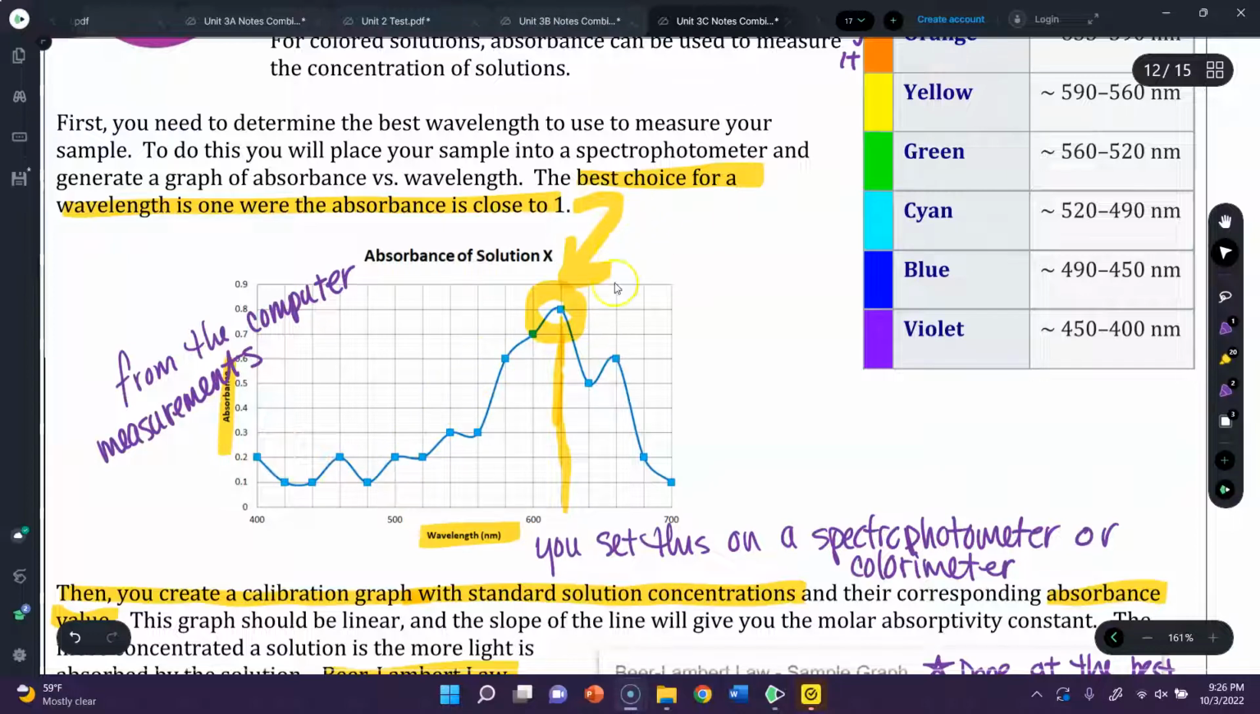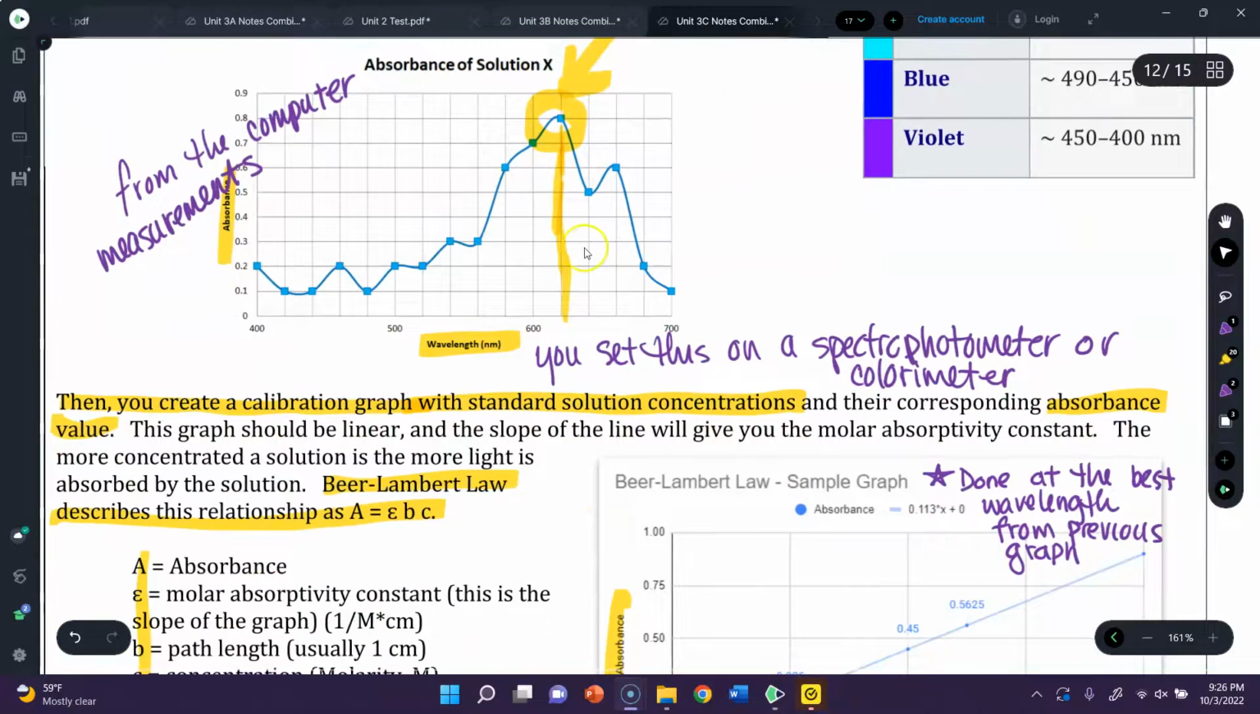The best choice for a wavelength is the one that is highest or closest to 1, which in this case would be this one at 620 nanometers. Once you have this, you're going to use this wavelength for future data collection, because that's the one that the solution is going to absorb the best. So it'll give you the most accurate data.